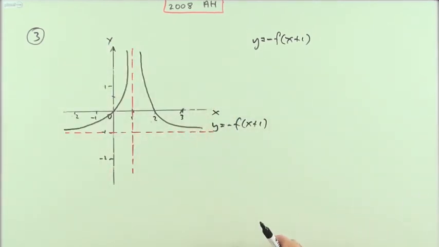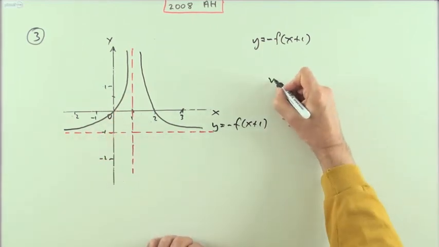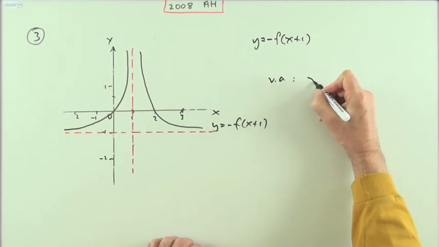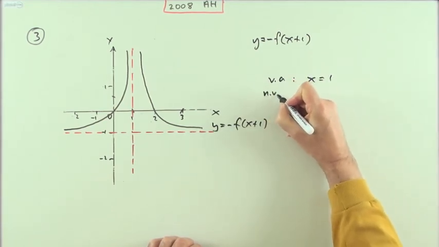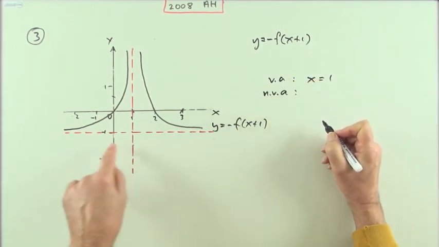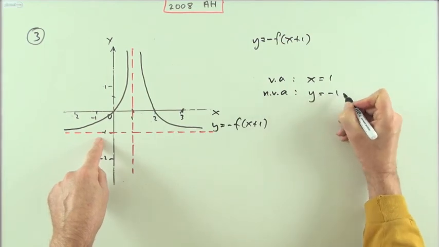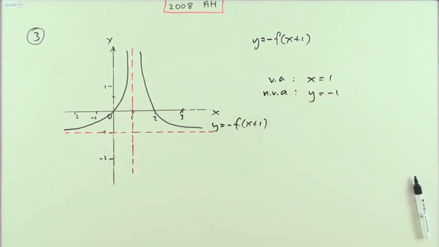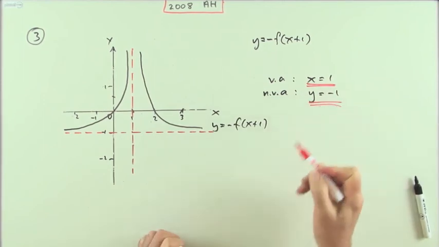And the equations of these new asymptotes, well, the vertical asymptote is now at x equals 1. Maybe just put that. Vertical asymptote, x equals 1. And the non-vertical asymptote is going to be y equals negative 1. And there you are. Nice and easy.